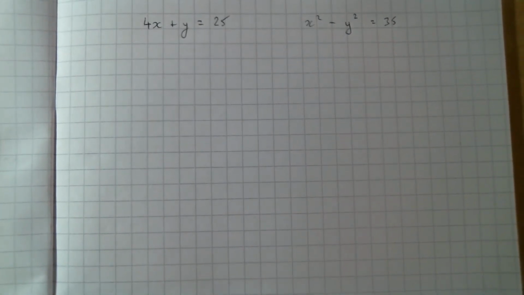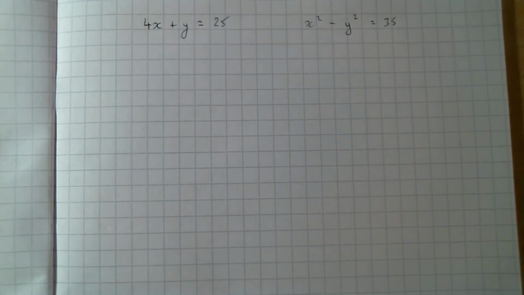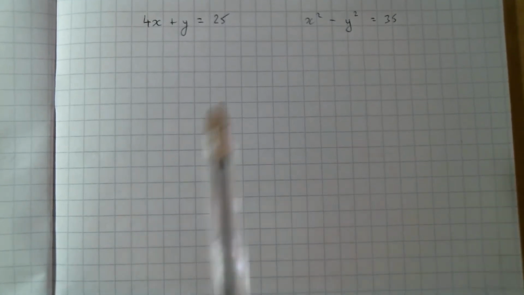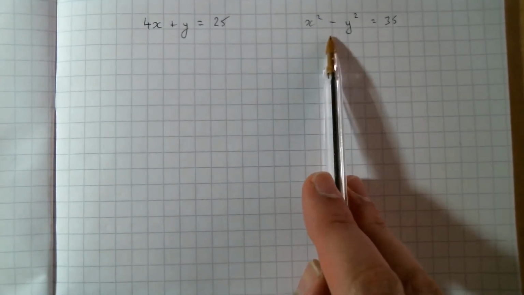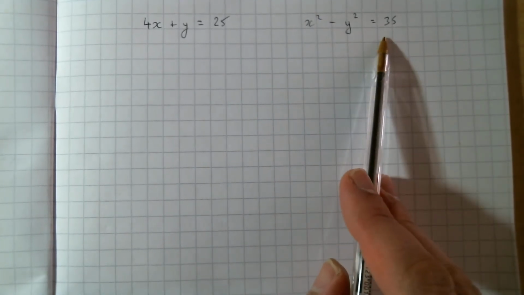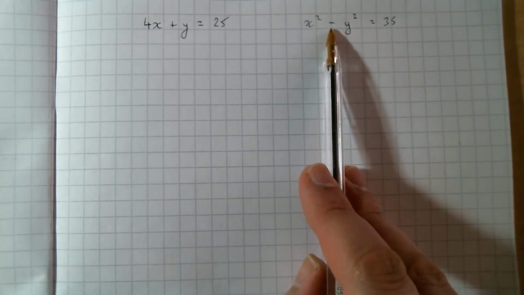Okay, we come to the last example for this section of videos. This again looks remarkably similar to a circle, and if it had said x squared plus y squared equals 35, then it would be a circle. But that minus changes everything.